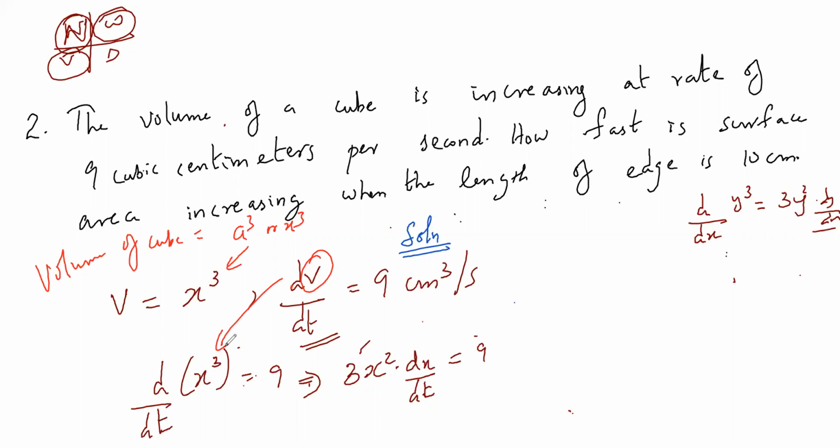Then differentiating with respect to t, that is 3x square into dx by dt. Now I just cancel this thing. 3 3s are 9. Correct? So dx by dt is what? 3 by x square, I got. So from this I got dx by dt is equal to 3 by x square. This I will put in a box and keep.